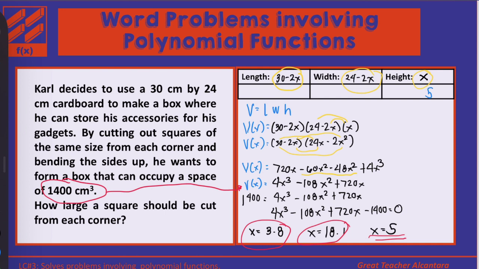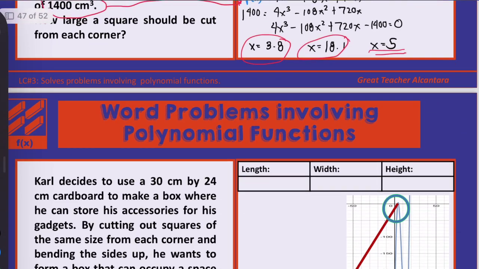Since your length is 30 minus 2x, this is 30 minus 2 times 5. That's 30 minus 10, you will get 20. While for the width, it's 24 minus 2 times 5, you will get 14. And as you can notice, if your length, width, and height is 20, 14, 5, volume is equal to 20 times 14 times 5. This one will give you 1,400 cubic centimeters. So it's correct.